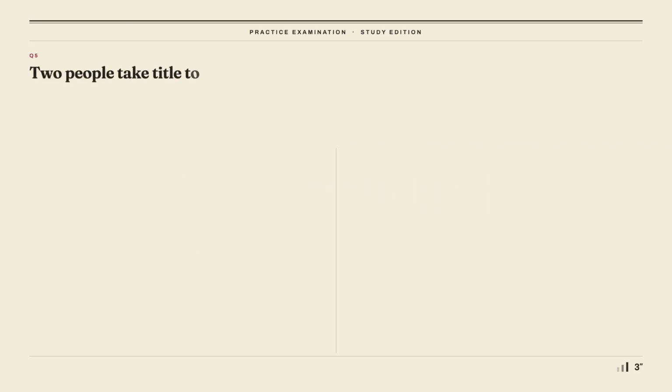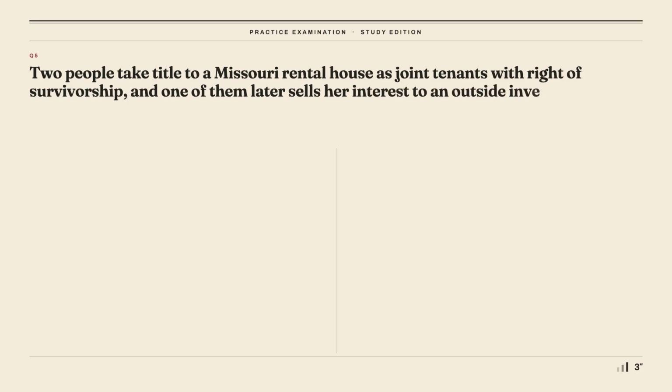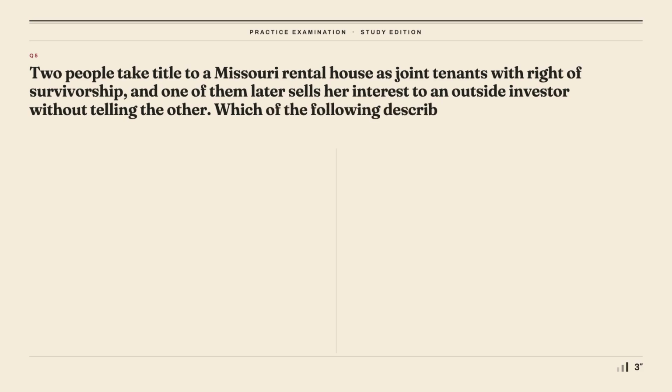Question 5. 2 people take title to a Missouri rental house as joint tenants with right of survivorship, and one of them later sells her interest to an outside investor without telling the other. Which of the following describes the resulting ownership?